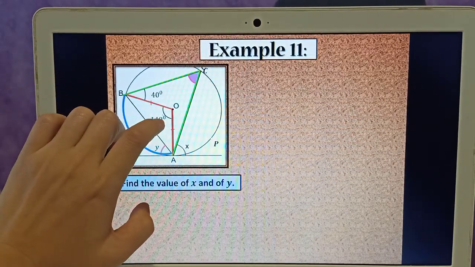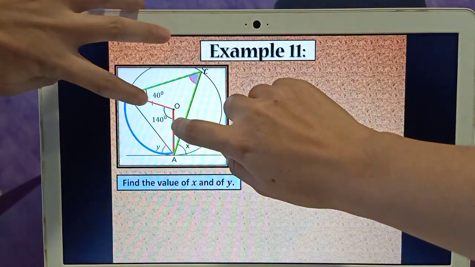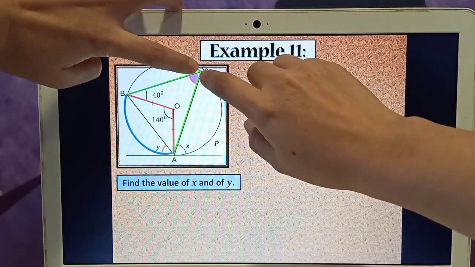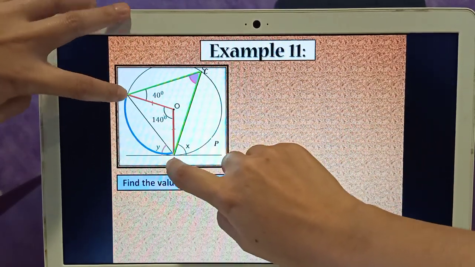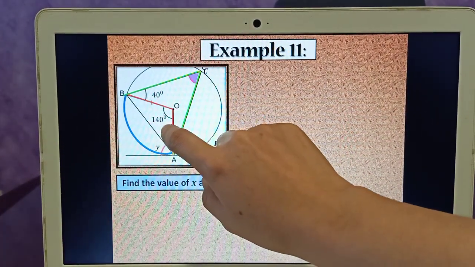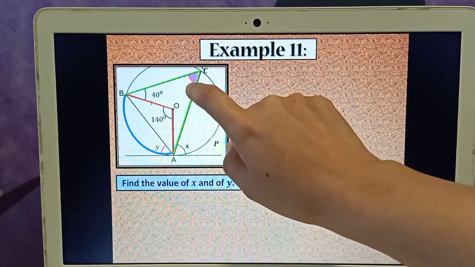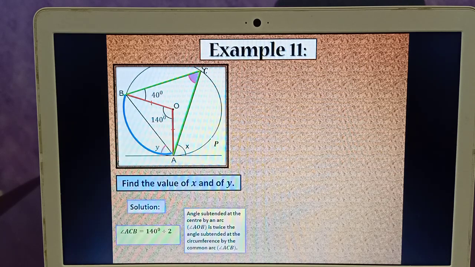This 140 degrees is actually the angle subtended at the center, right? Subtended at the center by arc AB. And this angle, the purple color one, is the angle subtended at the circumference, also subtended by the common arc AB. So the angle at the center is two times the angle at the circumference. So angle ACB is equal to 140 divided by 2. So we get 70 degrees. Okay.